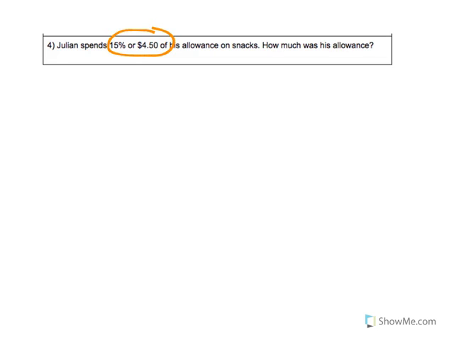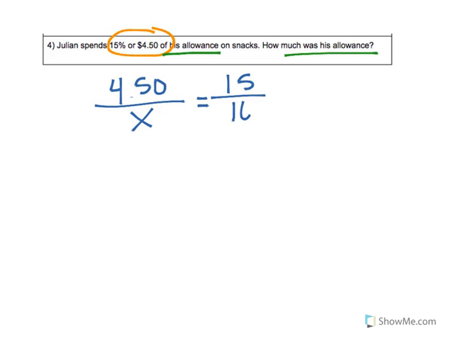So when I think about the whole, I don't know the whole, which would be his whole allowance, which is what I'm trying to find. What I know is that if I take 15% of that, it's $4.50. So here I think it makes a lot of sense to think of it as a percent statement. You could have done a ratio. If you did a ratio, it would have looked like this: $4.50 is a part of some whole, his whole allowance, and that is 15%. So you could set it up like that.